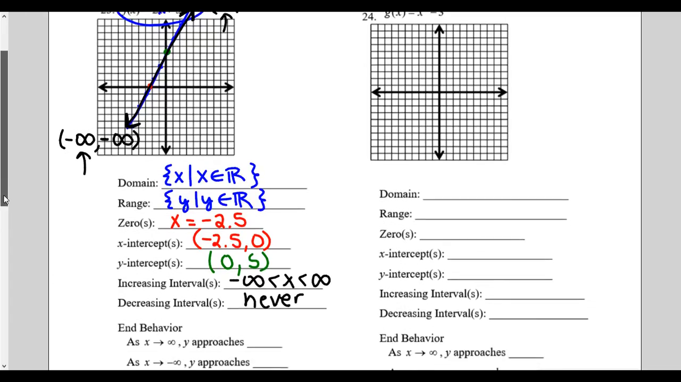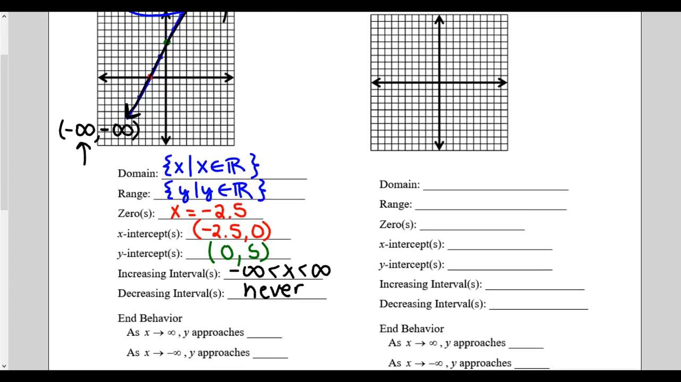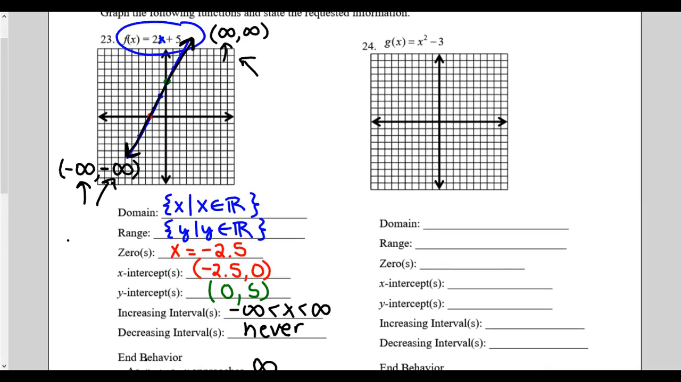Also down here, I have the end behavior. As x approaches infinity, y approaches infinity, and that's that arrow up there that I just scrolled off the screen. And as x approaches negative infinity, y approaches negative infinity. And that's this arrow down here. All right, great. Let's go ahead and do question number 24.